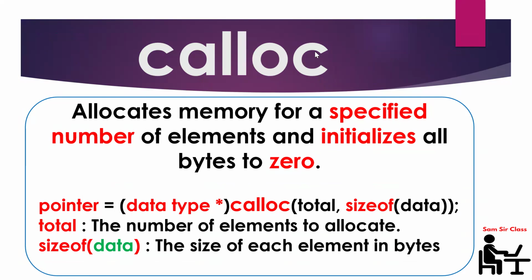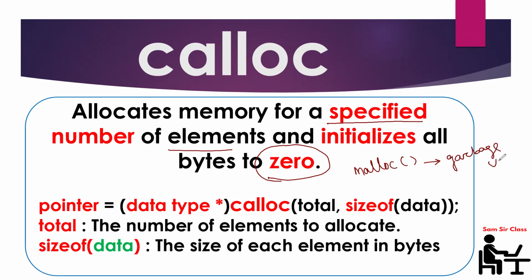But what is actually the difference and why is it very popular compared to malloc? Because it allocates memory as per the specified number of elements, and the best thing, it initializes the values to zero. That means if you are allocating the memory by using malloc and you are not giving any value, then all the blocks will get some garbage value. But if you are allocating the memory by using calloc, but you are not initializing the blocks, then you will get the value 0. So automatically the value 0 will be assigned to every block.